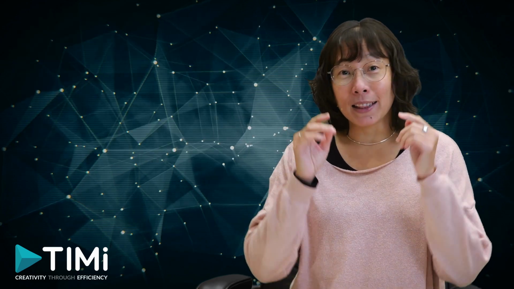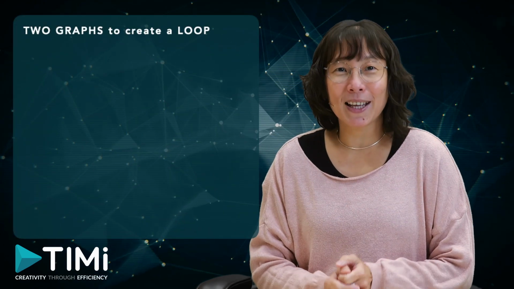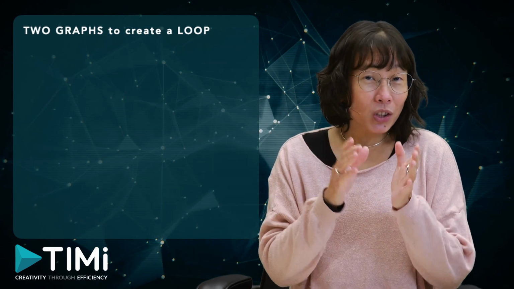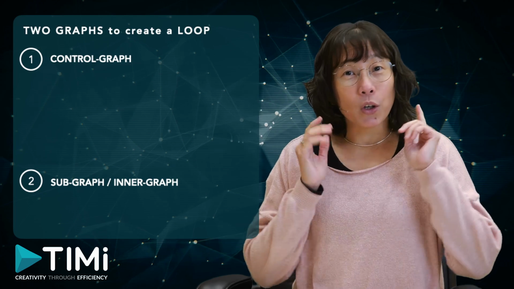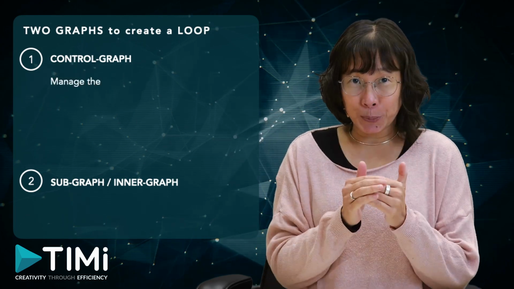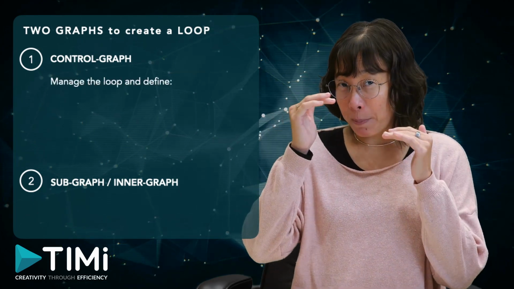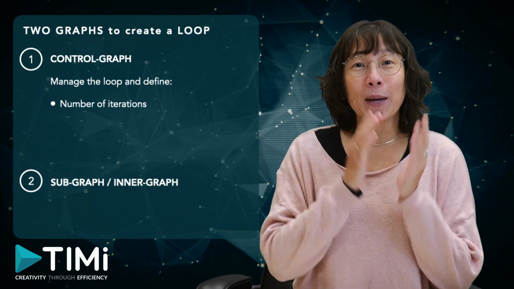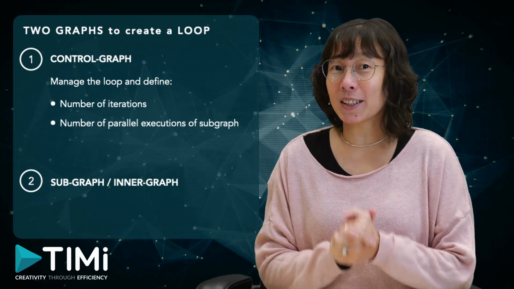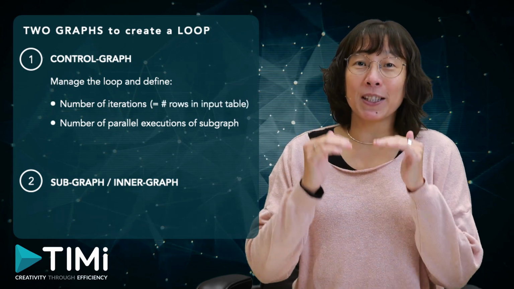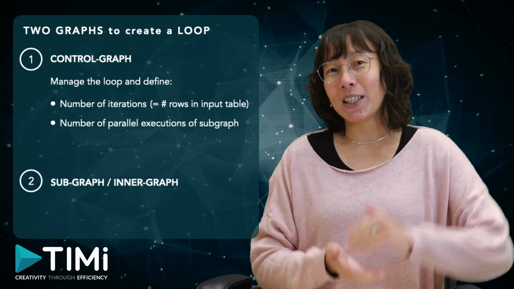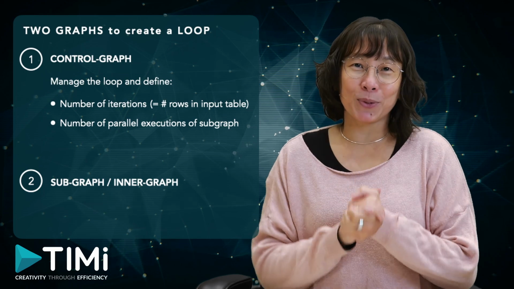To create a loop inside Anatella, you need at least two graphs, thus two .anatella files. The graphs are named control graph and subgraph. First, the control graph manages the loop, defining both the number of iterations and how many subgraphs are executed simultaneously in parallel. The number of loop iterations is equal to the number of rows in the input table.